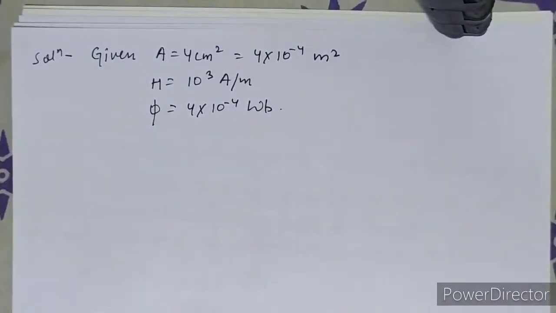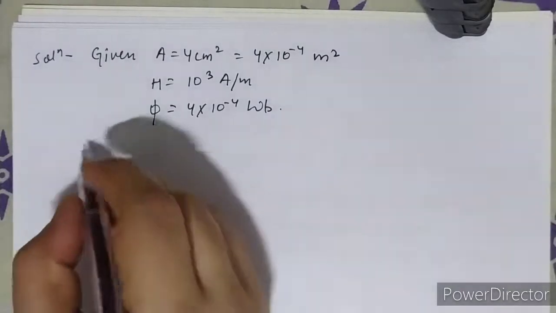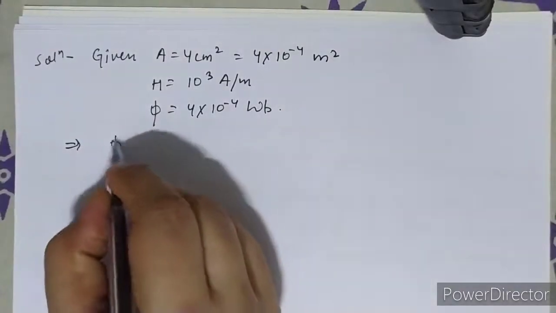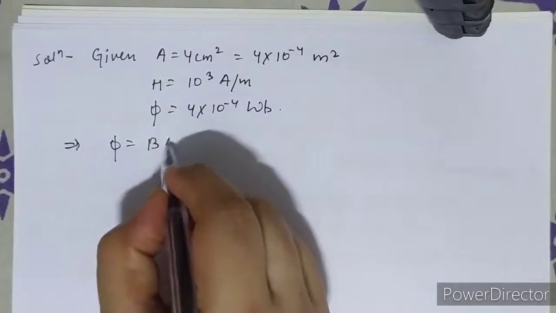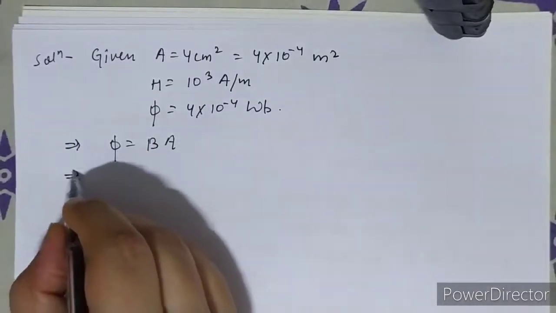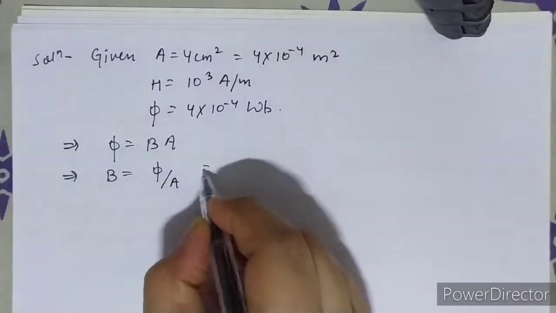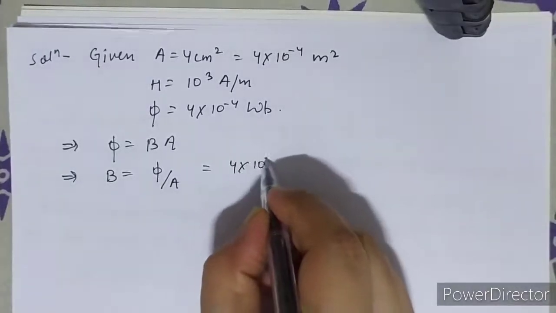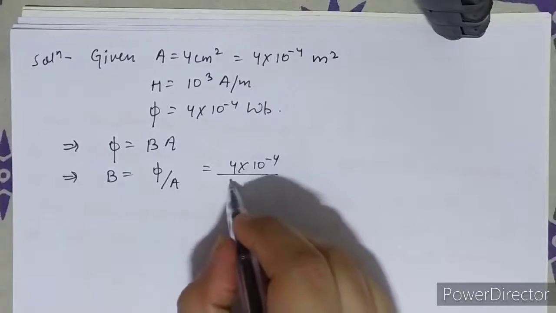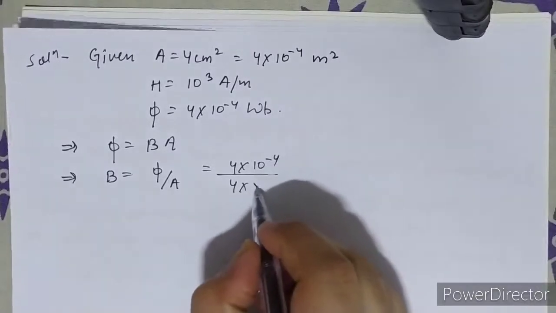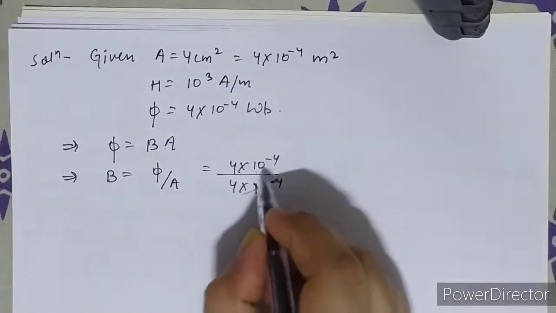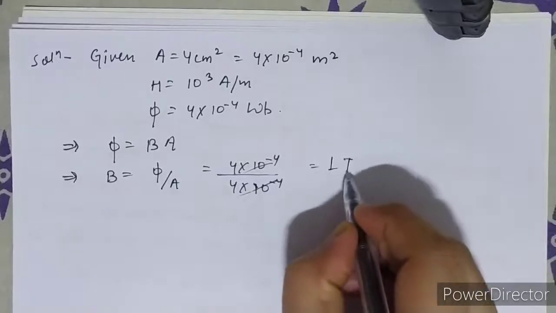Now first of all we have to calculate the magnetic field from the formula of magnetic flux. You know phi is equal to BA. So from here B is equal to phi upon A. Phi is 4 into 10 to the power minus 4 and area is 4 into 10 to the power minus 4. So the value will be 1 Tesla.